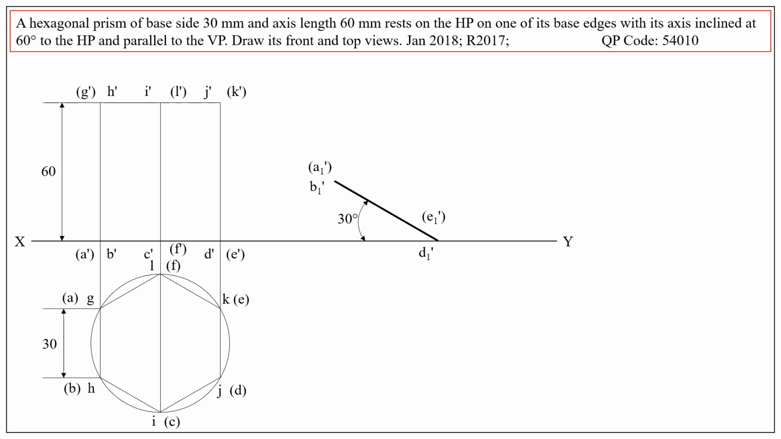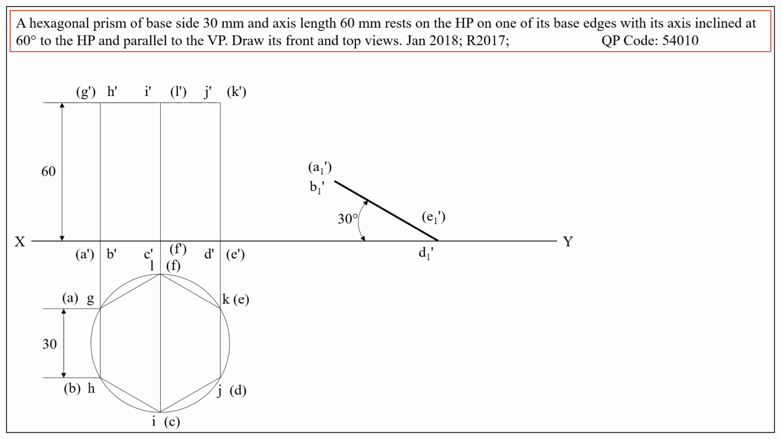The length of the line can be measured from the front view corresponding to the assumed position. So measure A dash, E dash in the front view and transfer the distance at 30 degrees. Why 30 degrees? Because the axis is inclined at 60 degrees as given in the problem statement. Therefore, the base must be at 30 degrees because the axis is perpendicular to the base.